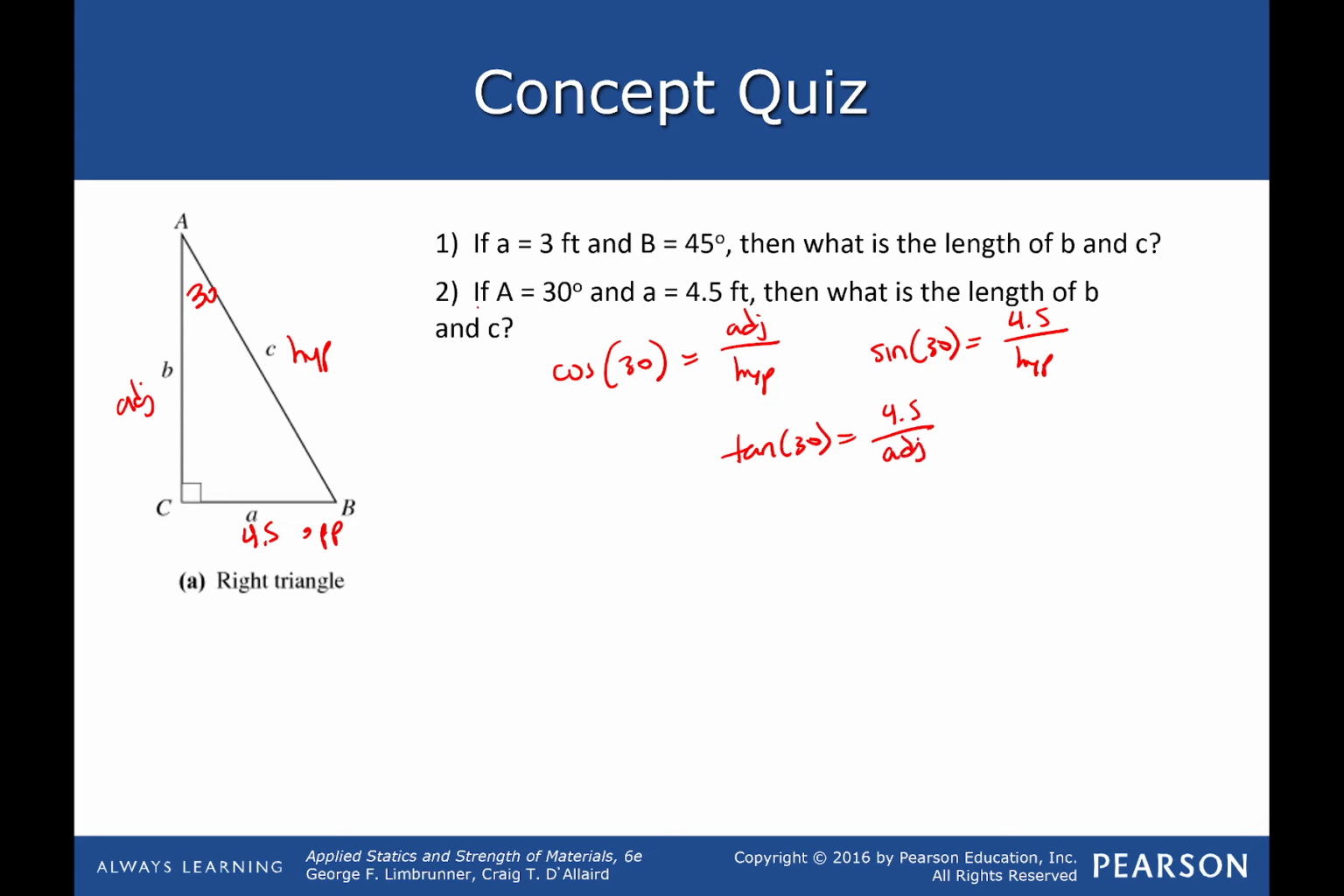Okay, so let me go ahead and solve for all of these. And hopefully it won't take me too terribly long. First off, we'll do this guy. So I multiply both sides by hypotenuse. And so I'm left with hypotenuse times sine of 30 is equal to 4.5. And then I divide both sides by sine of 30.